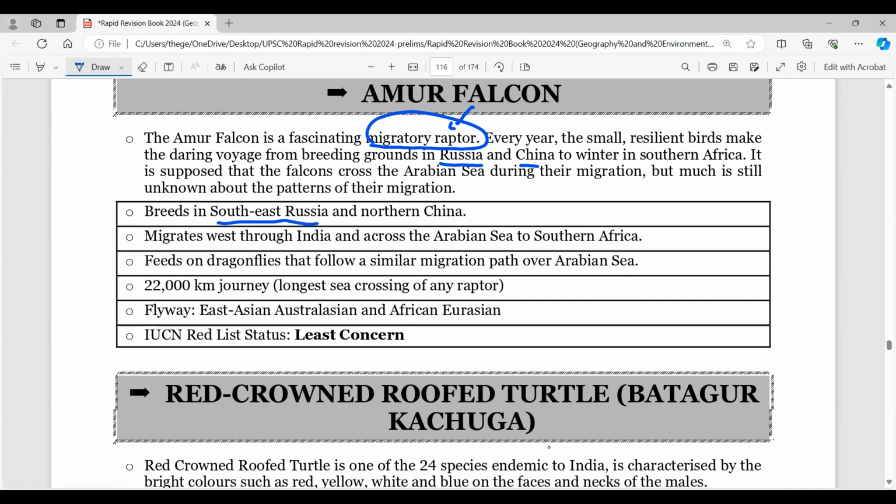Now, this breeds in Southeast Asia and northern China and migrates west through India. Right, now it feeds on dragonflies and also a 22,000 kilometer journey, and it is part of the LC category in the IUCN Red List. So you can look into Amur falcon.